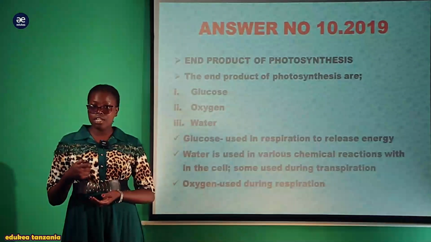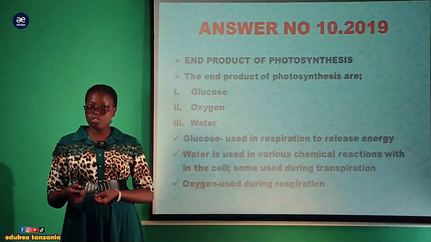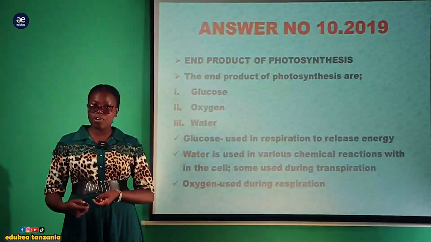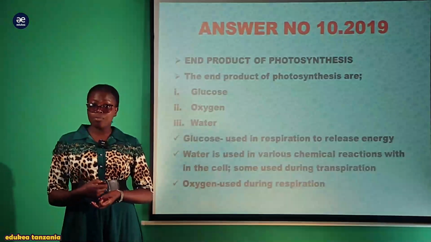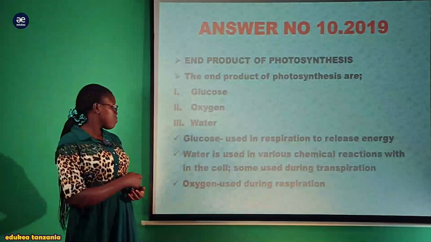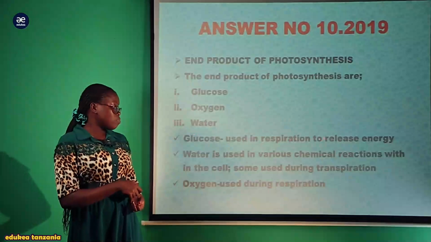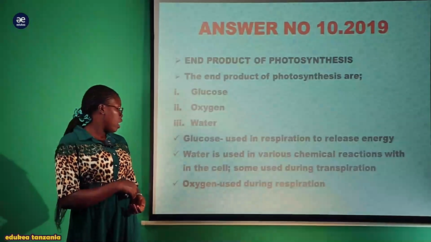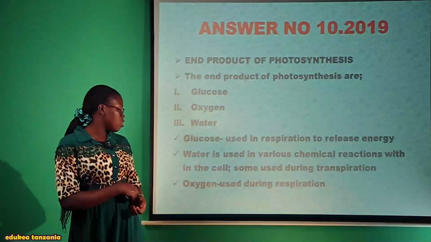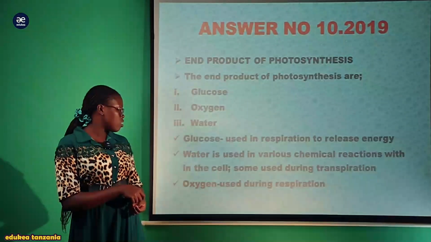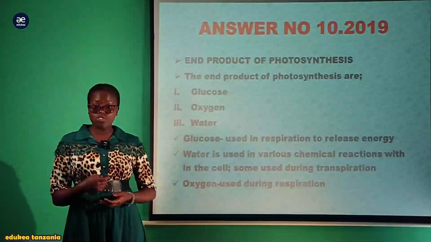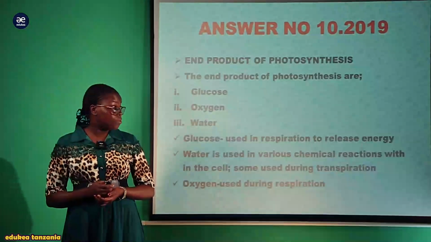And this hydrogen was combined with the carbon dioxide through the carbon dioxide fixation process to form glucose and water. The glucose is used in respiration to release energy, and water is used in various chemical reactions within the cell, and some is used during transpiration. Oxygen was used during respiration.